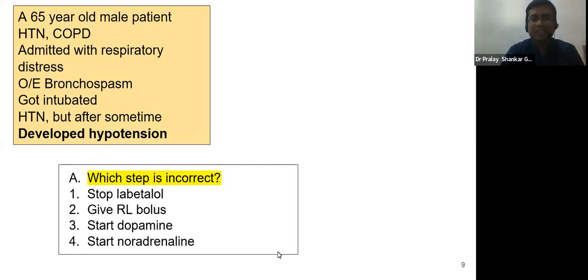So don't take it as like one exam-going situation. Take it like what you do at bedside. Any patient who is on antihypertensive and we are having hypotension, first advice will be to stop that medicine. So we'll stop labetalol. Any patient who is having hypotension in ICU, the reflex action is giving ringer lactate or any other fluid bolus. And after that, if even after that BP is still low, we start noradrenaline. Dopamine usually we don't give in ICU because of certain reasons. So the answer will be here dopamine.